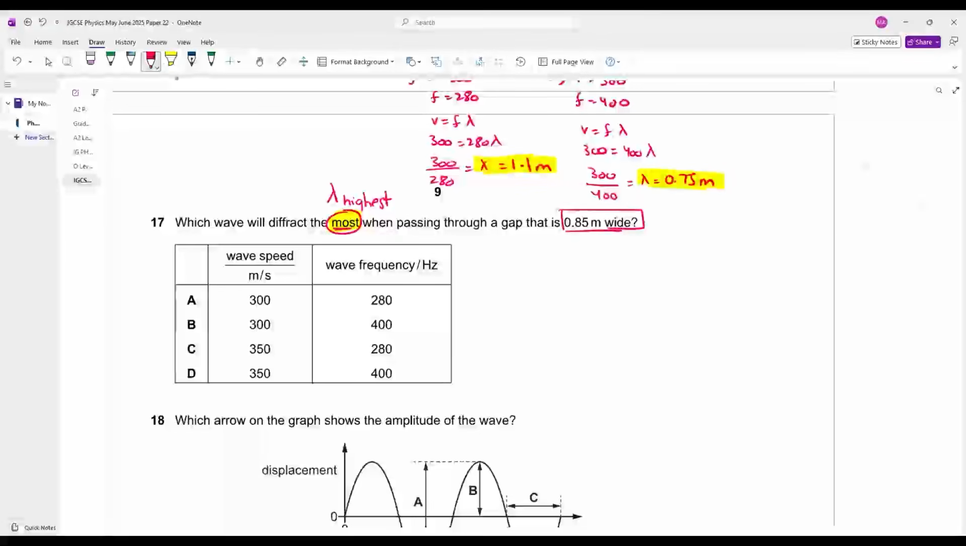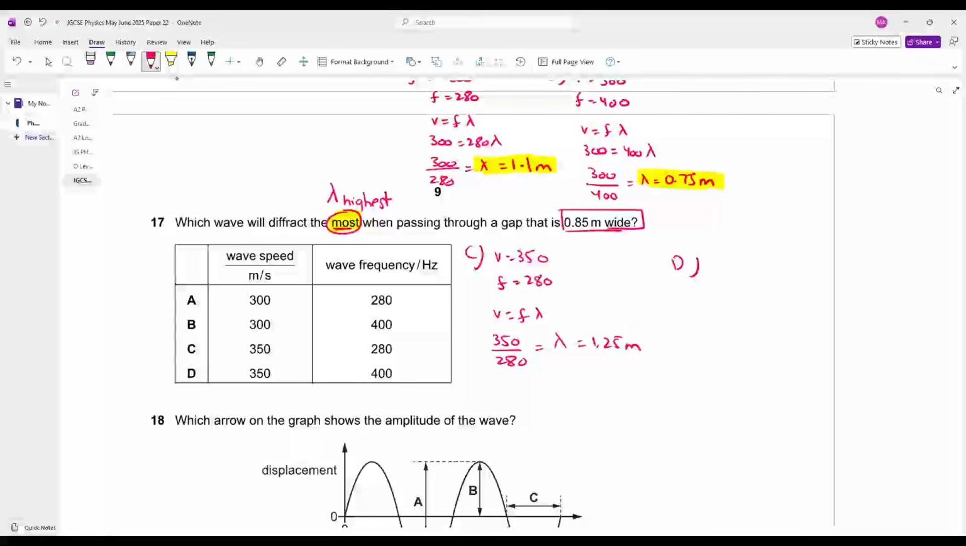अब ऑप्शन C, D को भी एनालाइज कर लें छोटा छोटा करके. चलो, C में आपकी स्पीड क्या है? 350. फ्रीक्वेंसी क्या है बेटे? 280. V इज इक्वल टू F lambda लगा दिया जाए. चलो, वेलोसिटी आपकी हो गई 350. फ्रीक्वेंसी 280 डिवाइड कर दो. वेवलेंथ बताओ बच्चे क्या आ रही है? 350 डिवाइडेड बाय 280. योर वेवलेंथ कम्स आउट टू बी 1.25 मीटर्स. मुझे लग रहा है ये सबसे हाईएस्ट वेवलेंथ होगी.